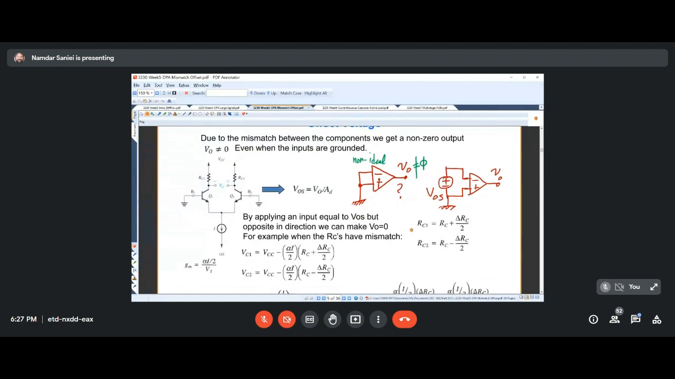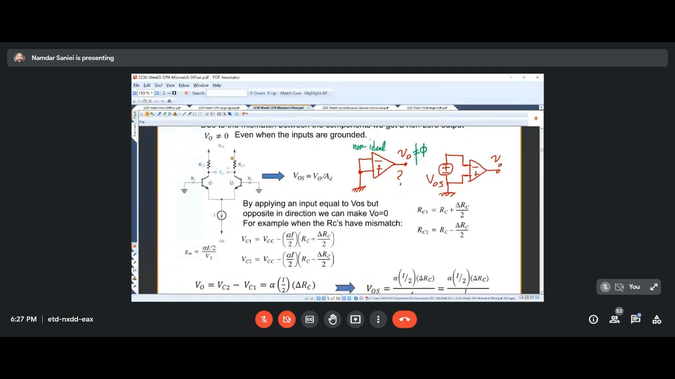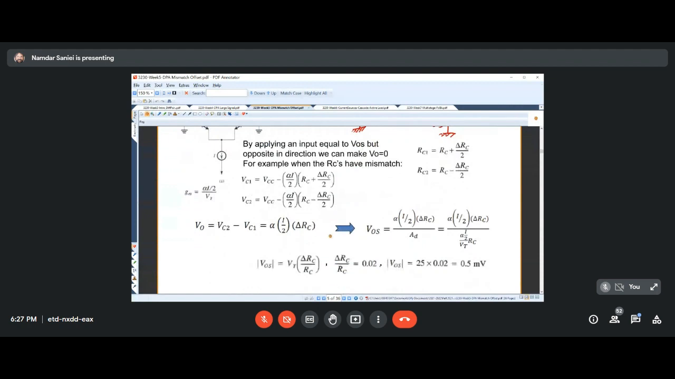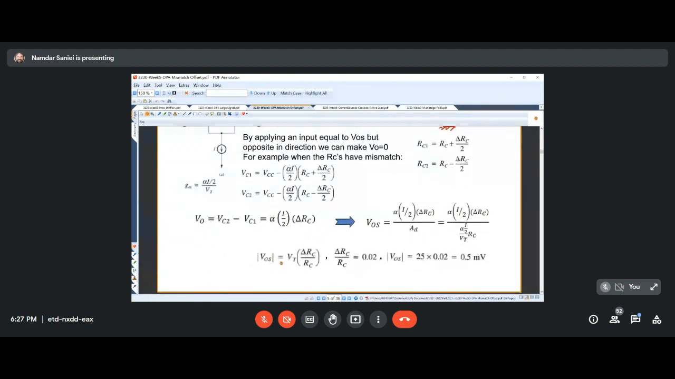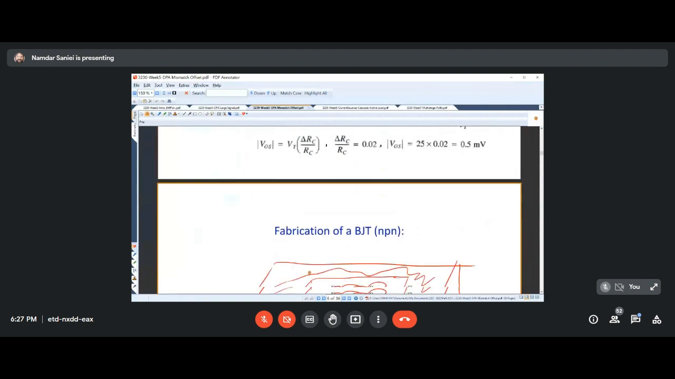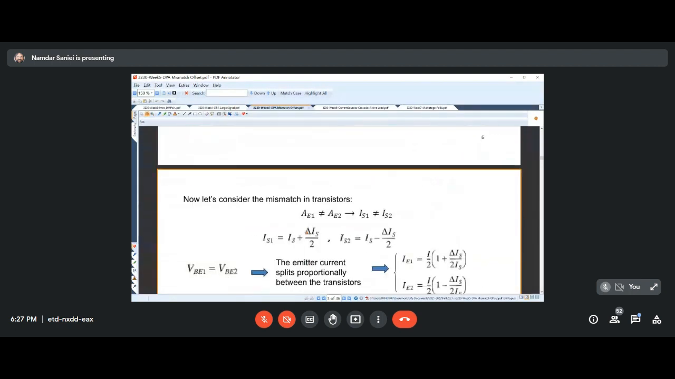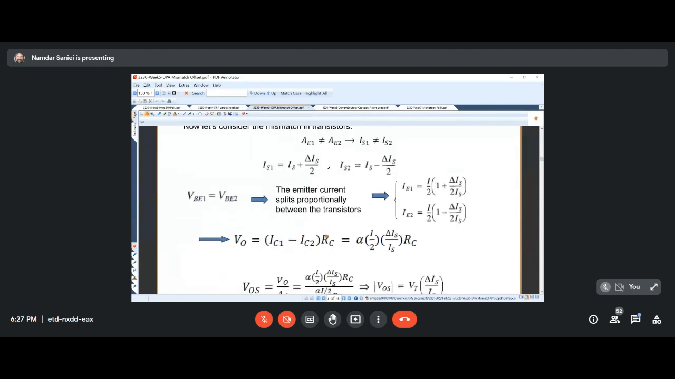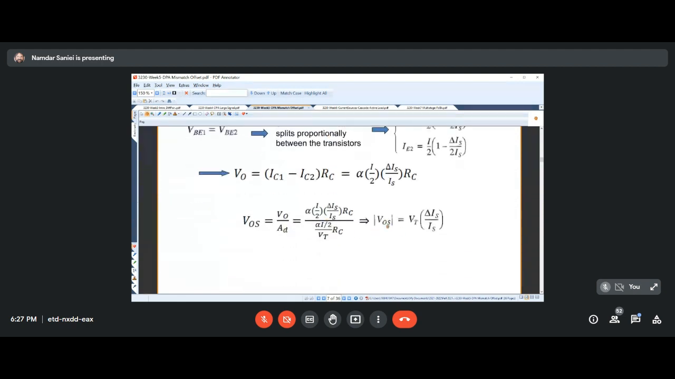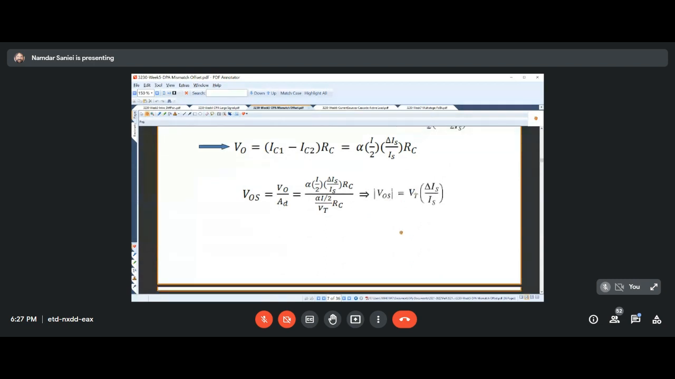So, for a number of cases, like for the resistors, we found what that offset voltage was. It was VT delta RC over RC. For other factors involved, like the area of the emitter, if the emitter areas don't match between the two transistors, we got another similar relationship.